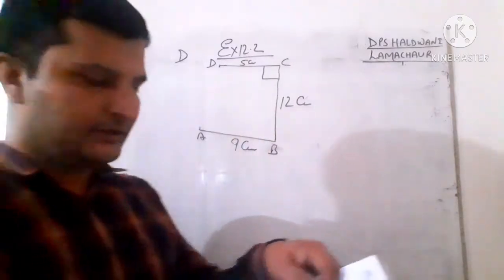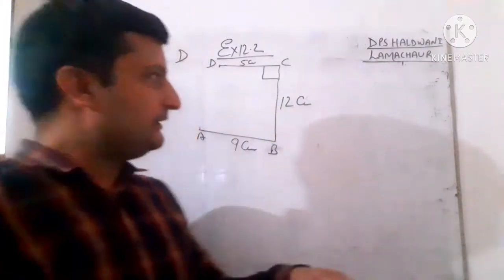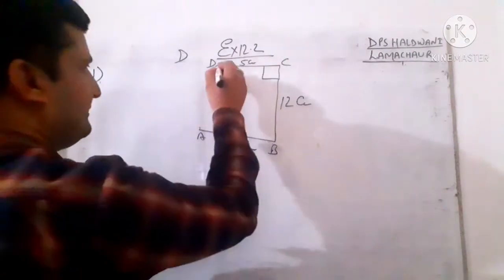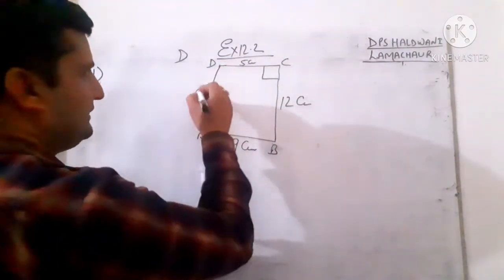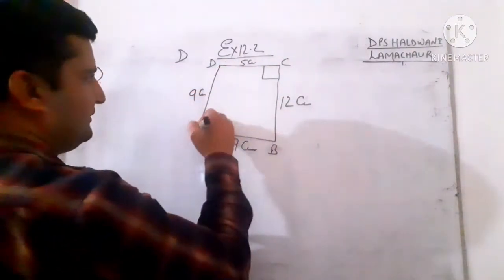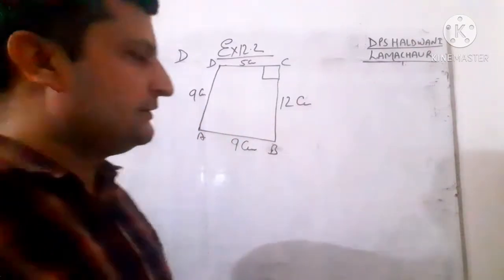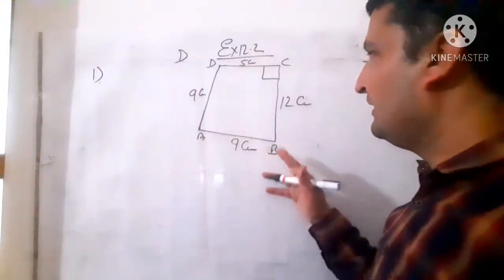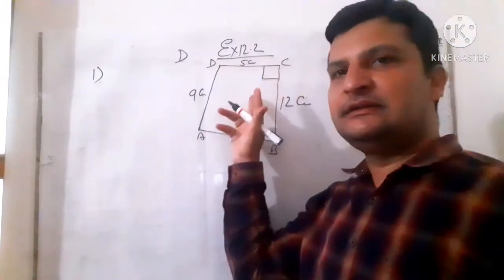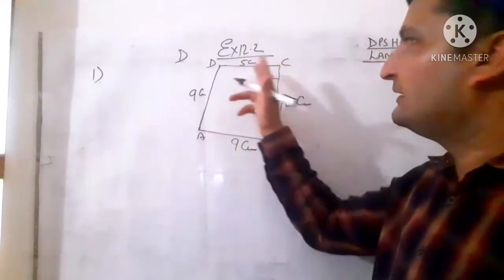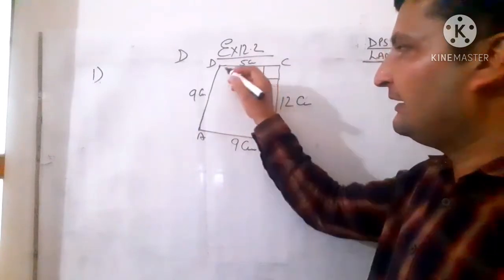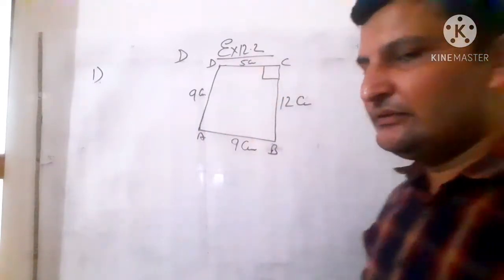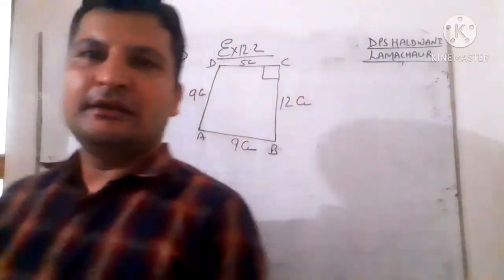And one more thing is given: AD. AD is given as 9 centimeter. So students, join it like this. AD is equal to 9 centimeter. So these are the things given: AB is equal to 9, BC is equal to 12, angle C is 90 degrees, CD is equal to 5 centimeter and DA is equal to 9 centimeter. So students, that is the question.